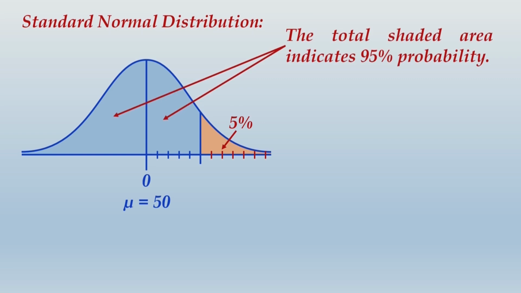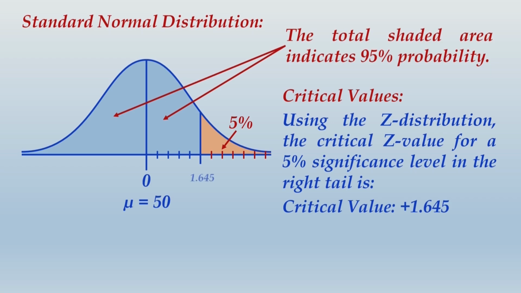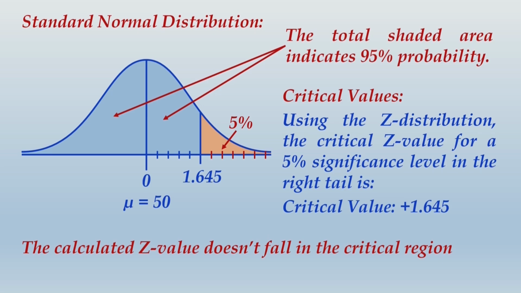So 95% we will not be able to reject the null hypothesis, 5% where we reject the null hypothesis in terms of the region. So the critical value we have already defined, that it will be positive 1.645. The calculated z value is positive 1.5. Positive 1.5 definitely won't go beyond 1.645. It will be under that. That means it is not falling in the critical region. It is coming in the non-critical region. So we would conclude that the z value doesn't fall in the critical region. Write up this much and then I take you ahead.